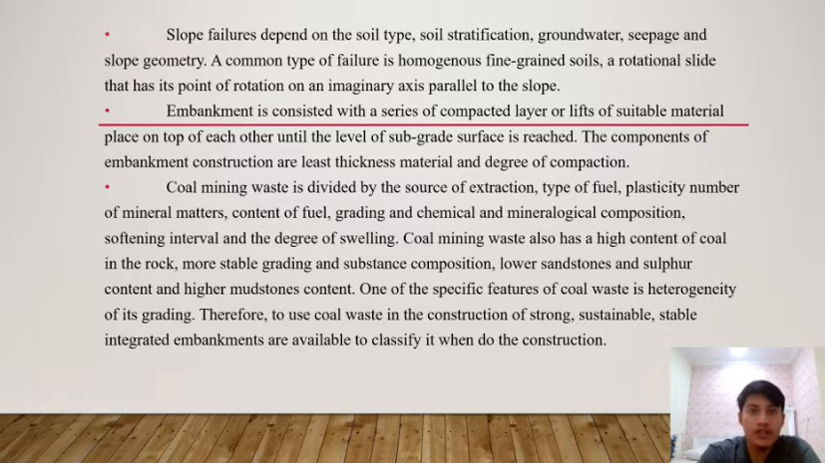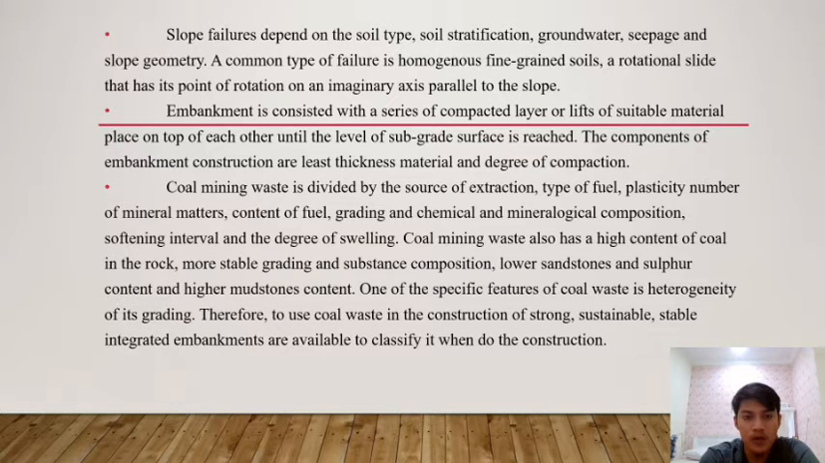Slope failure depends on soil type, soil stratification, groundwater, seepage, and slope geometry. A common type of failure in homogeneous fine-grained soil is a rotational slide, which has its point of rotation on an imaginary axis parallel to the slope. An embankment consists of a series of compacted layers of suitable material placed on top of each other until the level of the subgrade surface is reached. The components of embankment construction are least thickness of material and degree of compaction.